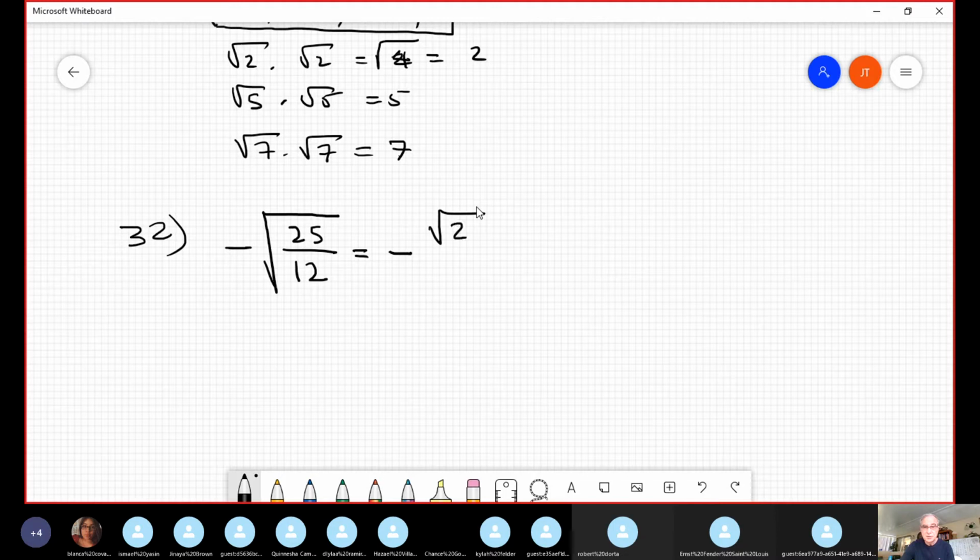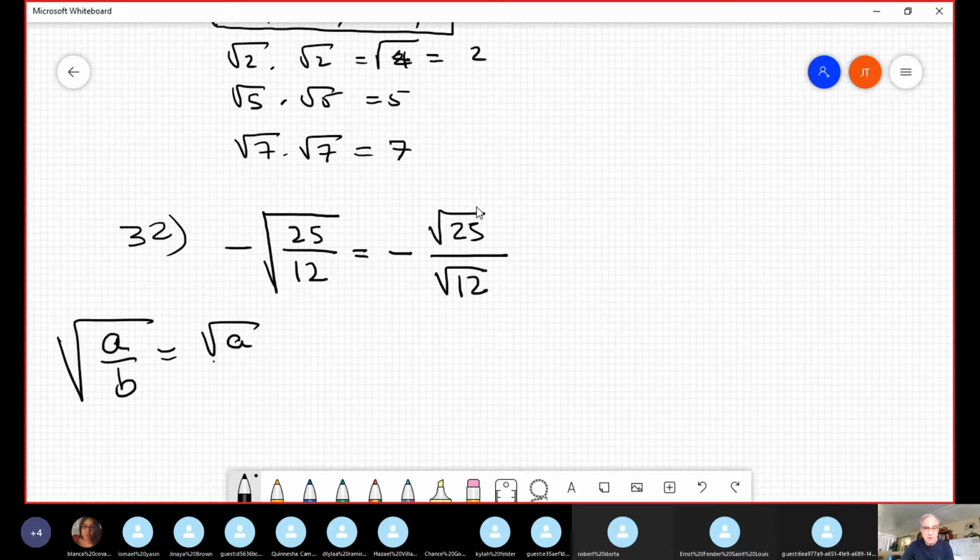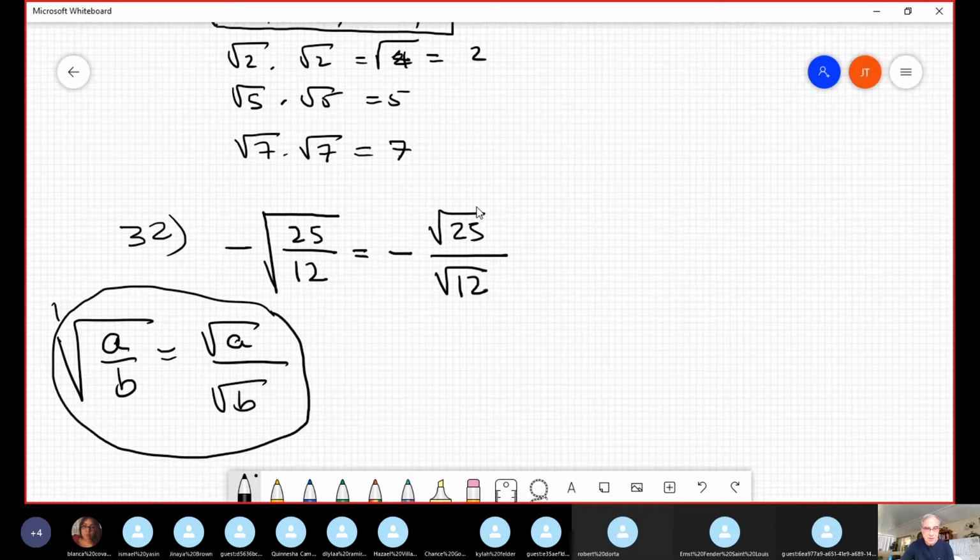I separate square root 25 and square root 12. The radical of the fraction is equal to the radical of each expression separately. So this property is always possible, regarding the root, maybe square root or cubic root or fourth root. So we continue. Square root of 25 is 5. Okay, 5 over radical 12. Is this the final answer?